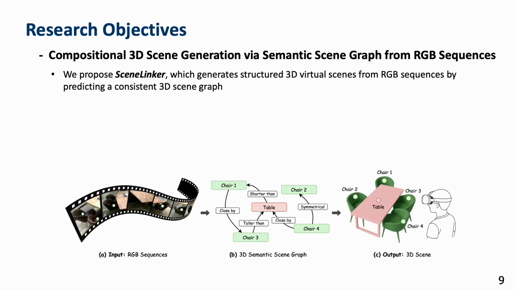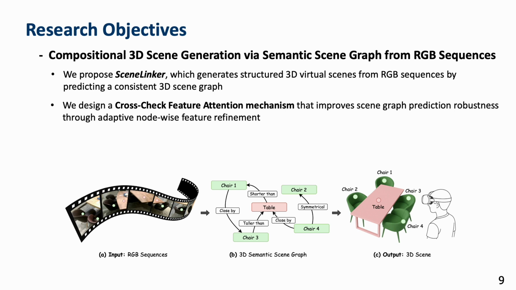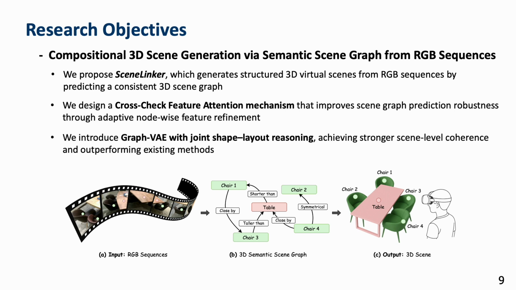To address these limitations, we propose SceneLinker, which generates 3D virtual scenes from RGB sequences by predicting a relationship-consistent 3D scene graph. To improve the robustness of scene graph prediction, we design a cross-check feature attention mechanism that performs adaptive, node-wise feature refinement. Moreover, for 3D scene generation, we introduce a graph-VAE that jointly infers shape and layout, strengthening scene-level consistency and achieving performance beyond prior state-of-the-art methods.